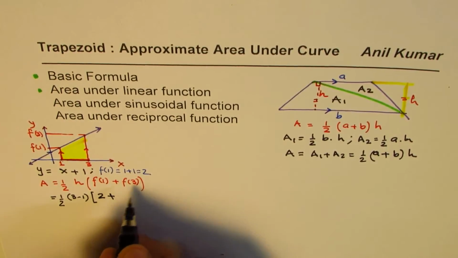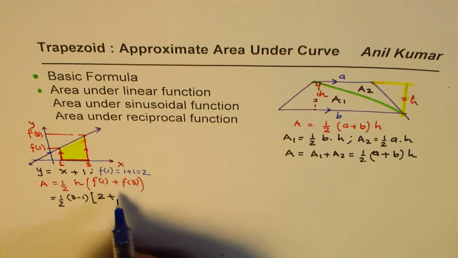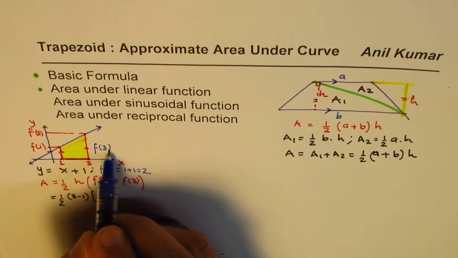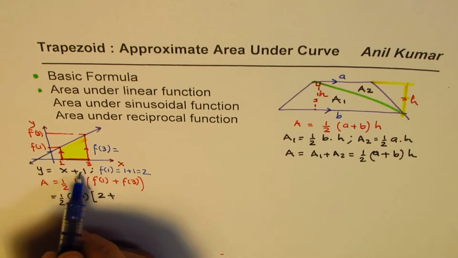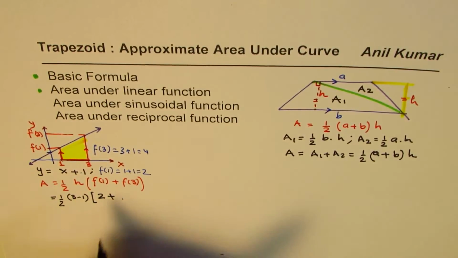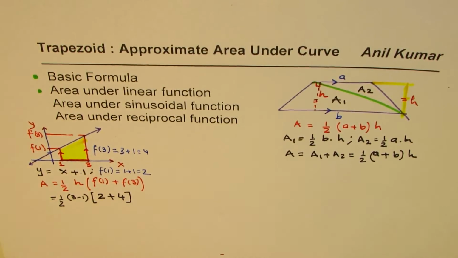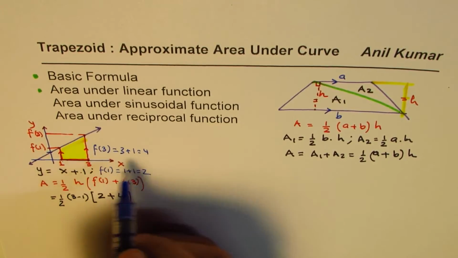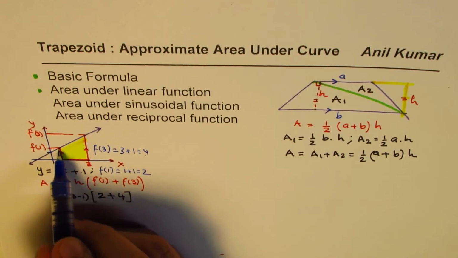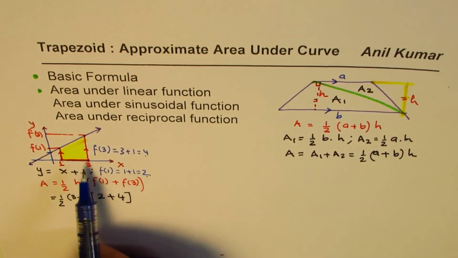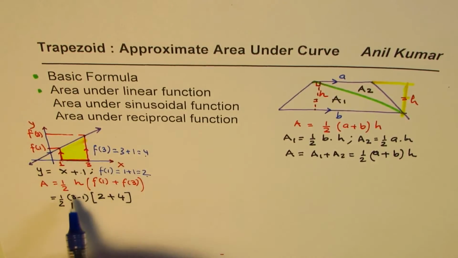Plus, what is f of 3? I'll substitute 3 here. f of 3 equals 3 plus 1, which is 4. So I'll write 4 here. Do you get the point? The idea is that this length is 4 units, f of 3, and this length is f of 1, which is 2 units. And the area of this trapezoid is exactly equal to what we've written here.